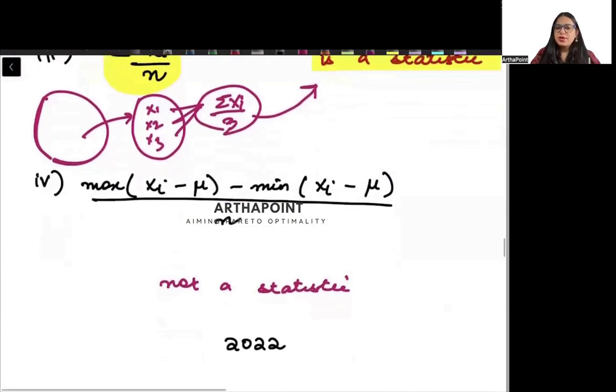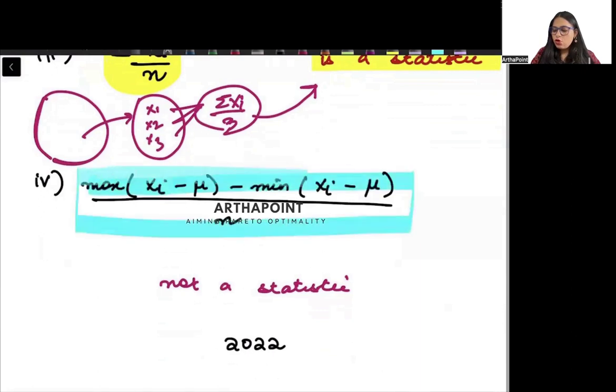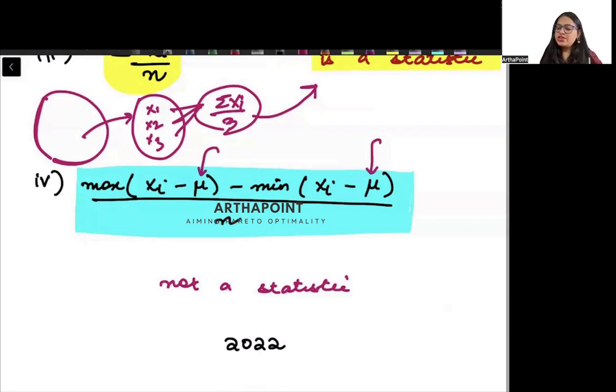Look at the last one, beta. Maximum of xi minus mu minus min of xi minus mu by n. So note here that in this case, it is going ahead and it is taking the value of the population. It is not considering the sample, right? It is considering the population values. So it is not a statistic. I hope this question is clear to you, beta.